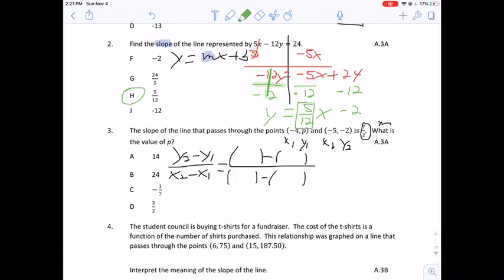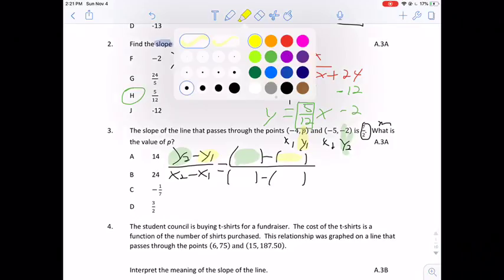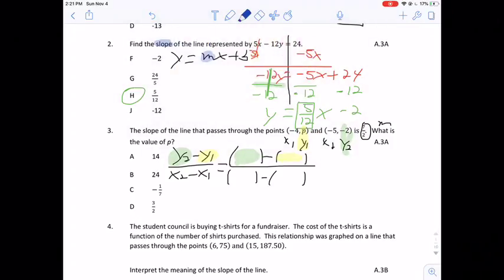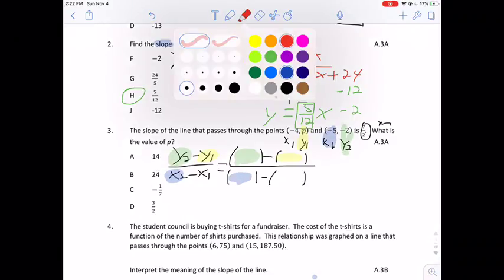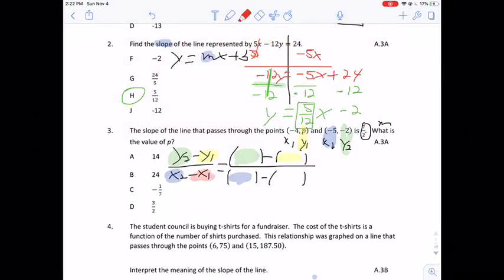Now I'm going to input the numbers: y2, y2, y2, y1, y1, y1, now x2, x2, x2, and x1, x1, x1.